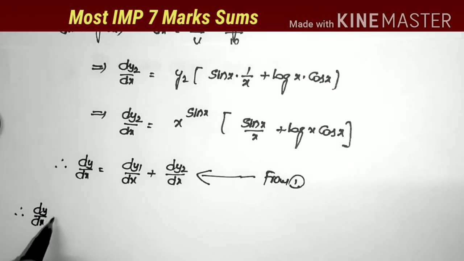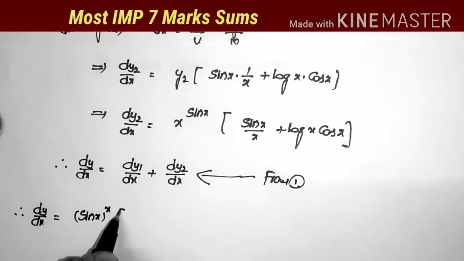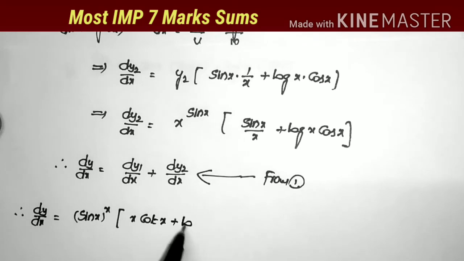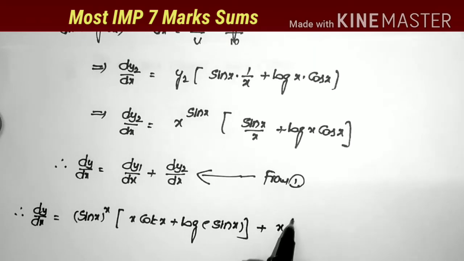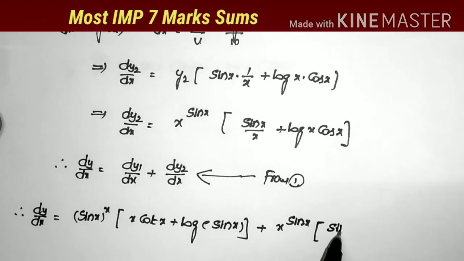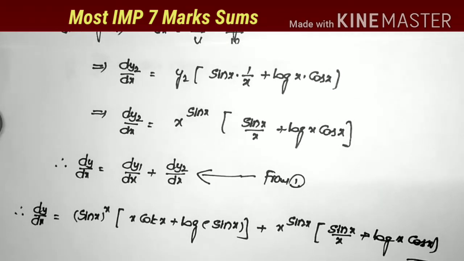dy by dx is equal to, what is dy1 by dx value? This is equal to sin x power x into x cot x plus log of sin x, plus dy2 by dx value. What is that value? x power sin x into sin x by x plus log x into cos x. That's all. This is the answer. Very important essay question.